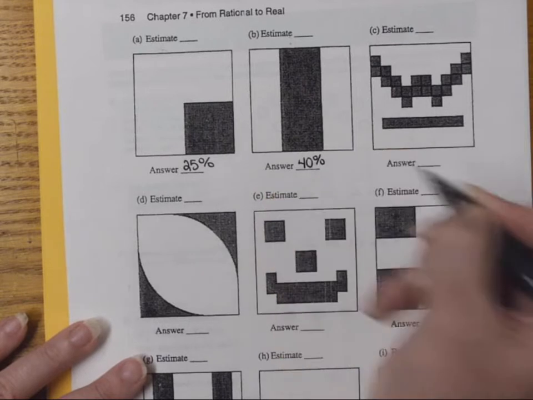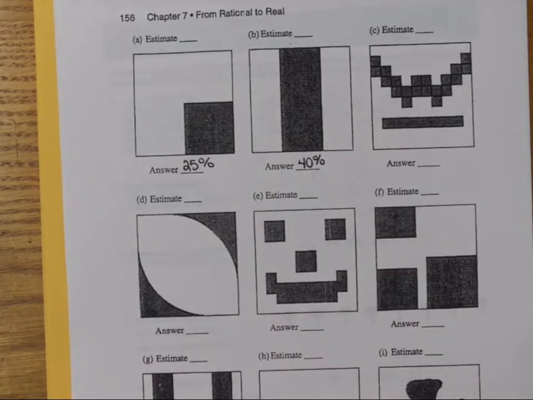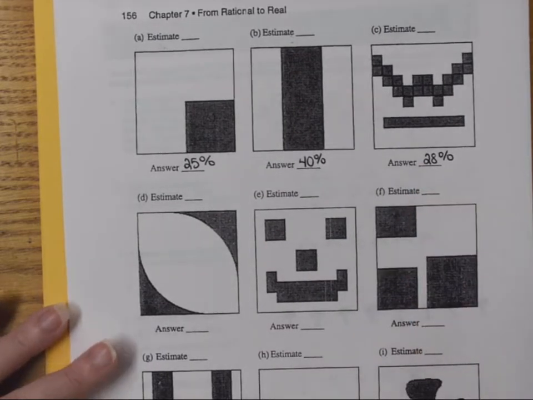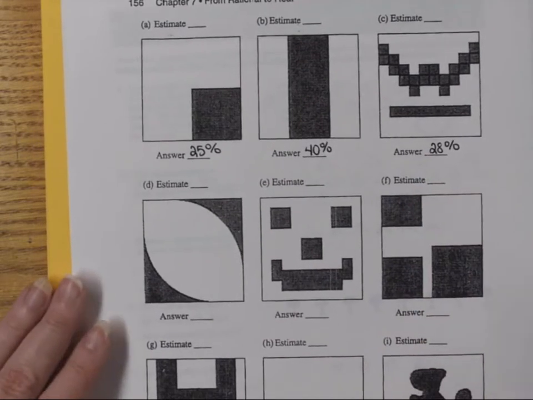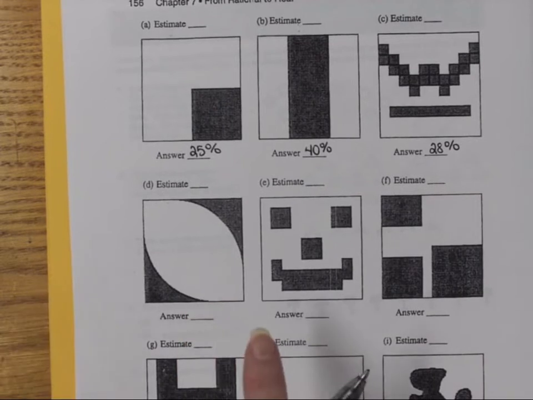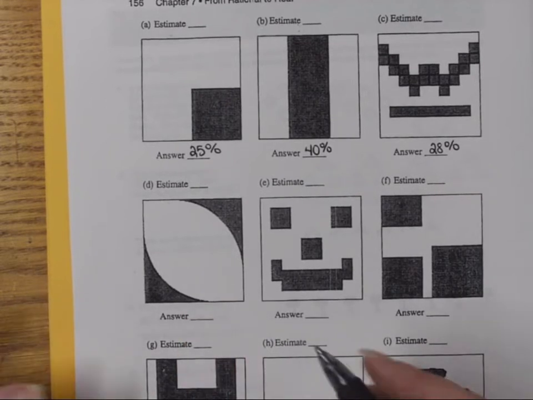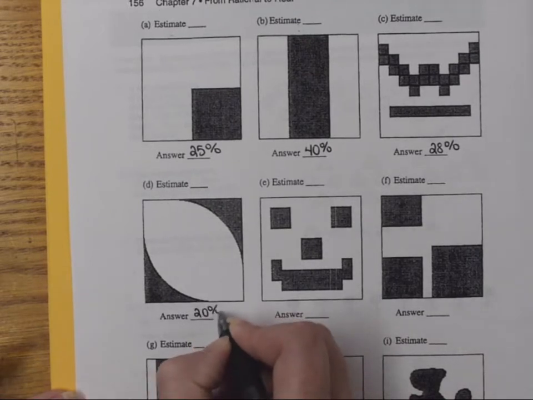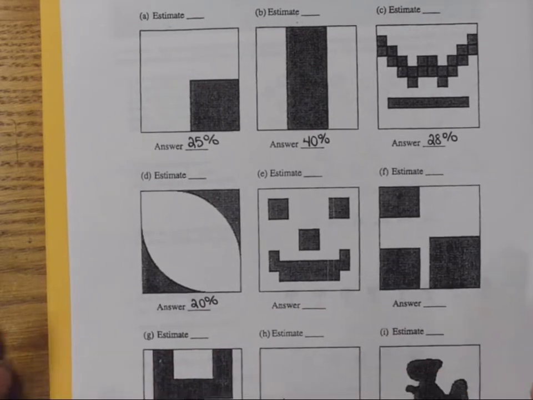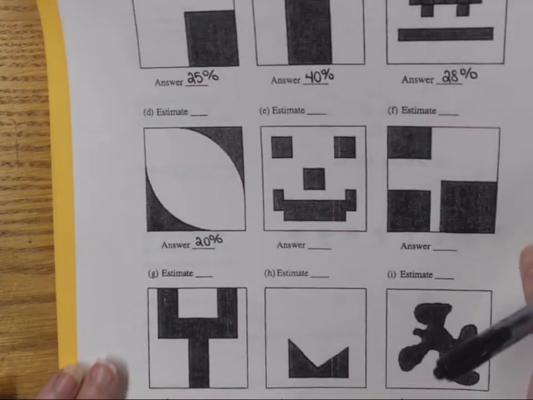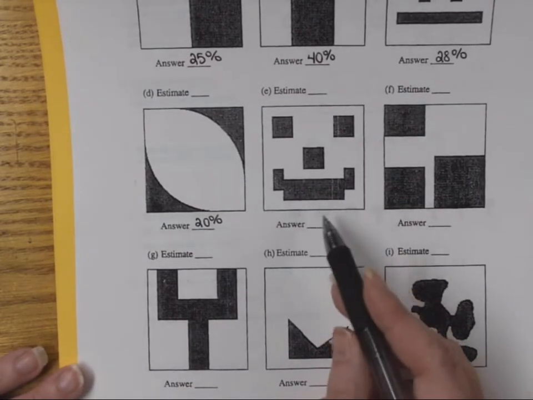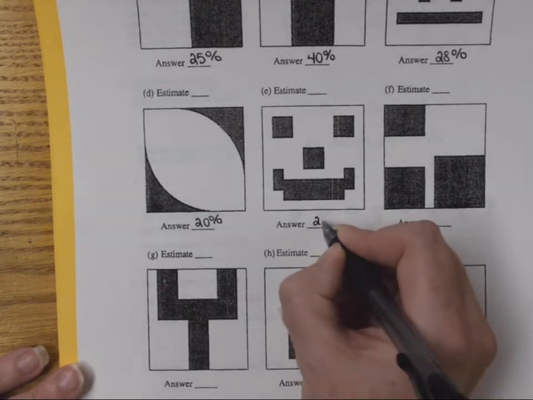So this should have been 40%. When I give you the answers, just make sure that your estimates were close. The real answer here is about 28%. Notice here's where it starts to get a little harder, especially when they have curved edges. How do you figure that out? Well, this one comes out to be about 20%. If you're within, I would say, 5%, then you're okay. It'd be better if you were a little closer. This jack-o'-lantern looking face is 28%.